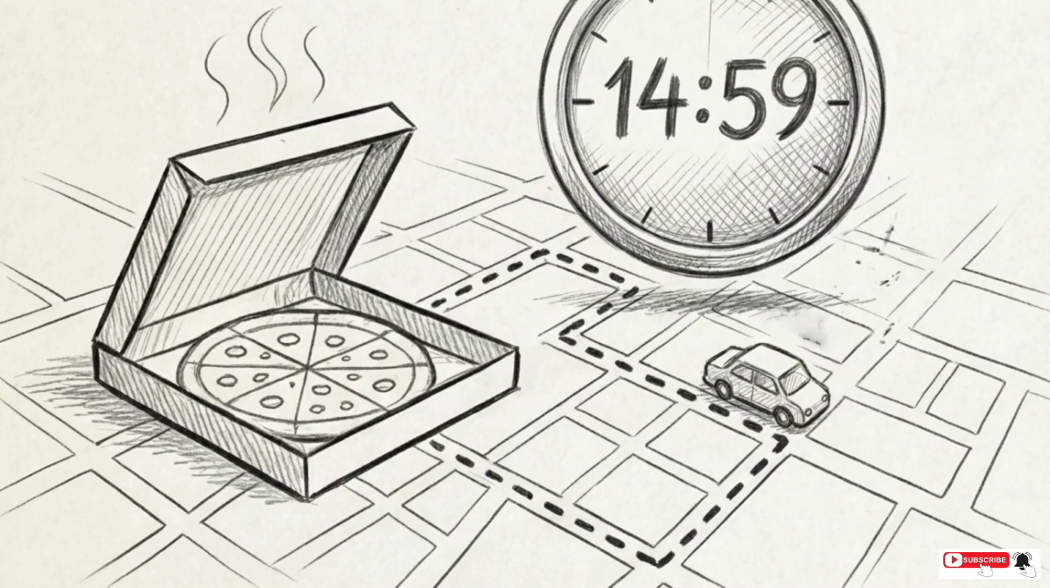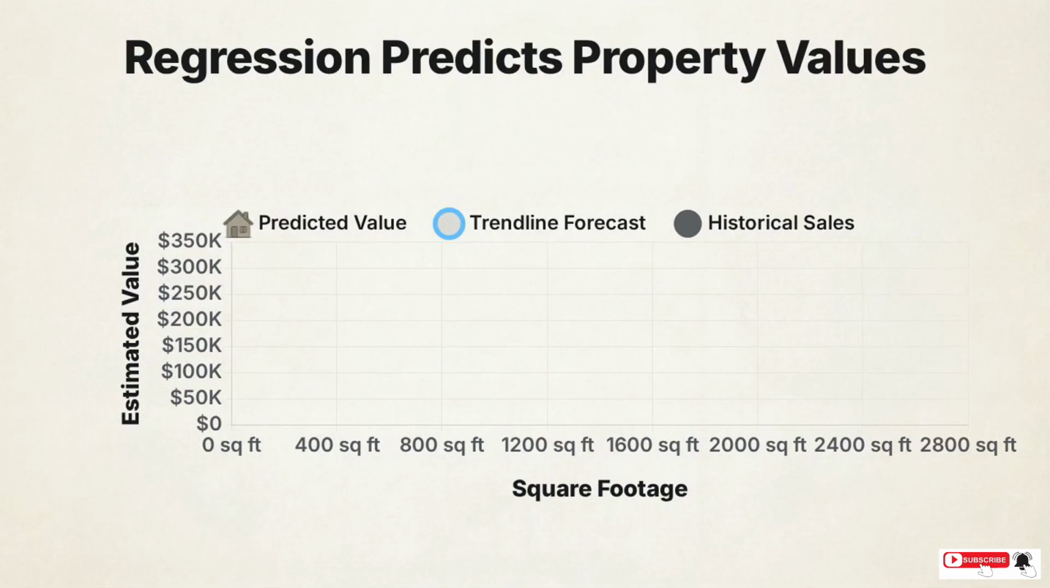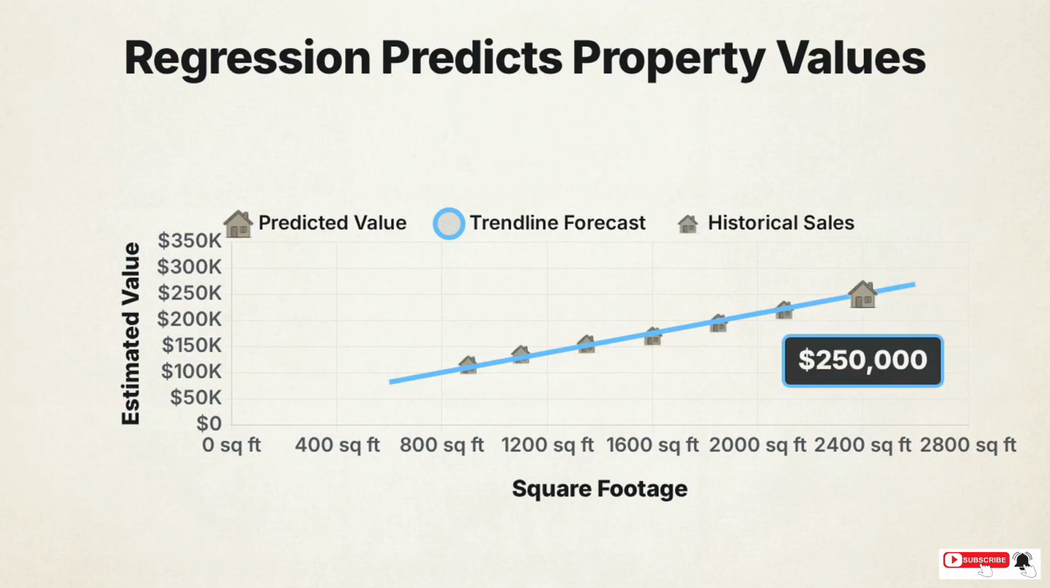Now picture trying to guess a pizza's exact delivery time. You would calculate the distance, factor in current traffic, and come up with an estimate. Unlike our librarians sorting books into distinct categories, regression predicts a continuous number. On this coordinate graph, the computer takes all of the past historical data and draws a trend line to forecast exactly where the next point will land.